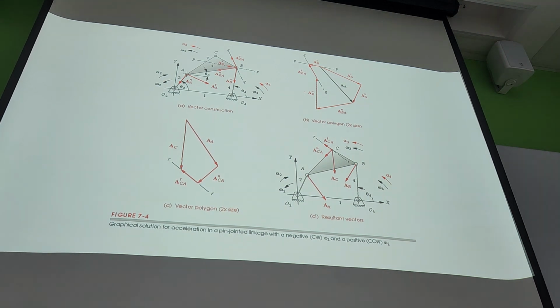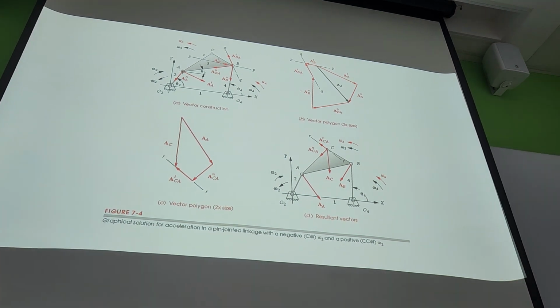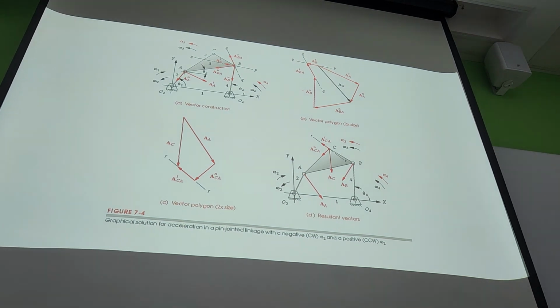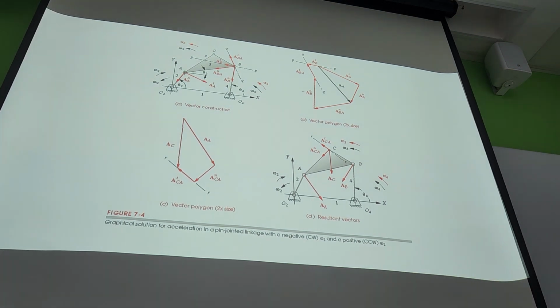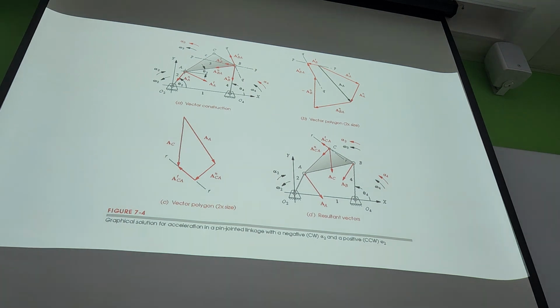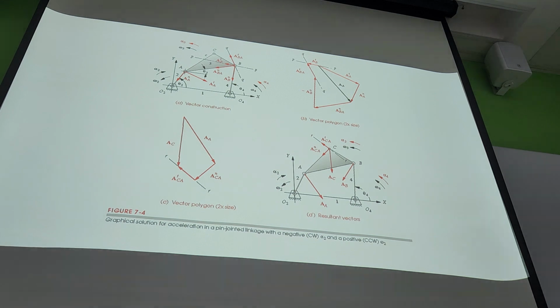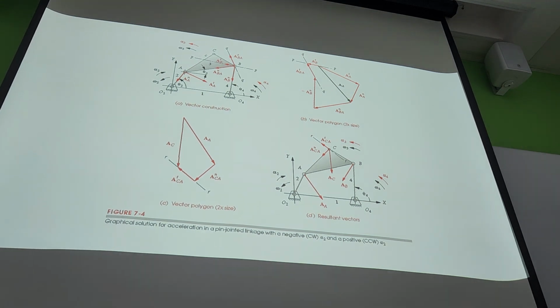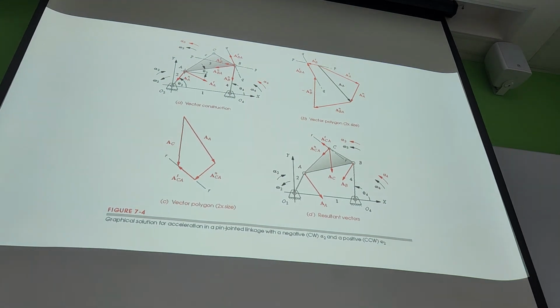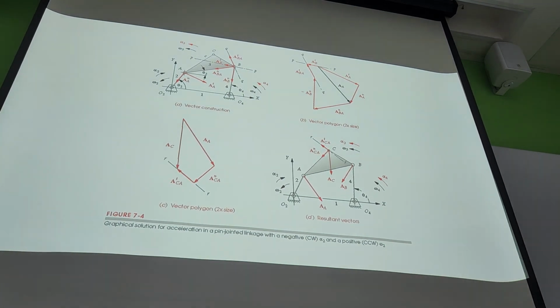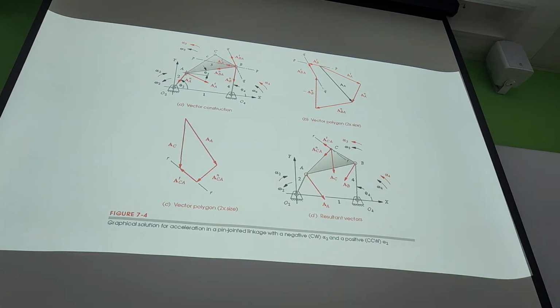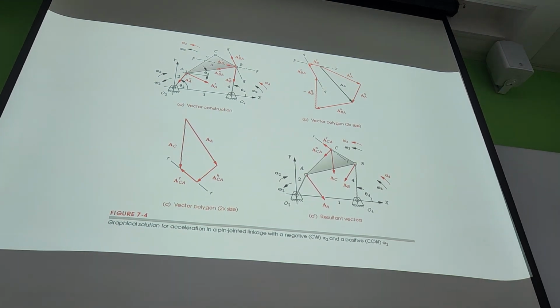Now angular acceleration is given. You can see alpha 2 is given clockwise. Therefore the tangential acceleration is shown perpendicular to the link, in the direction of angular acceleration. The normal component will be in the direction of the link, towards O2, from A to O2. So always you know complete information of point A.